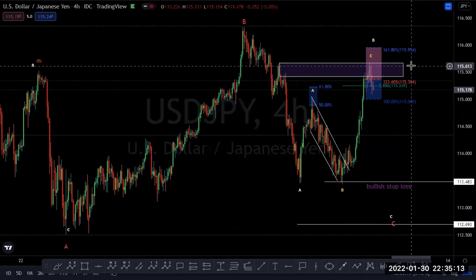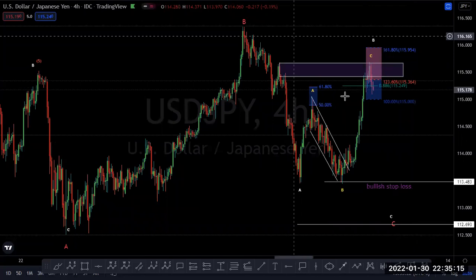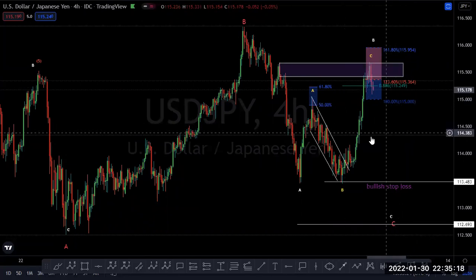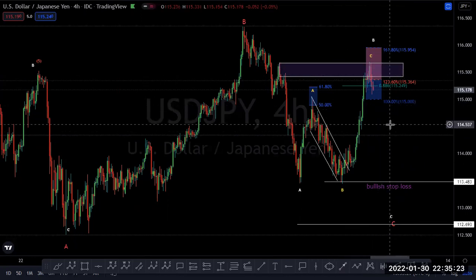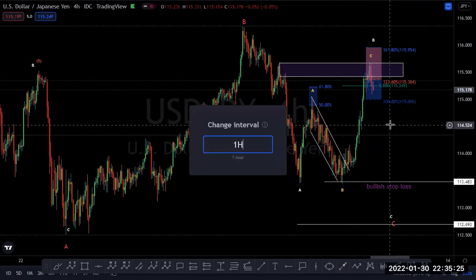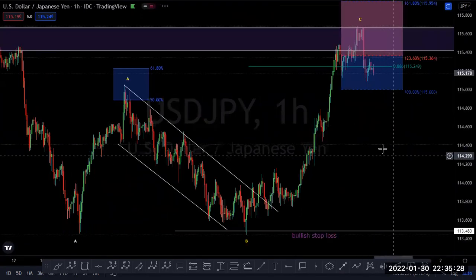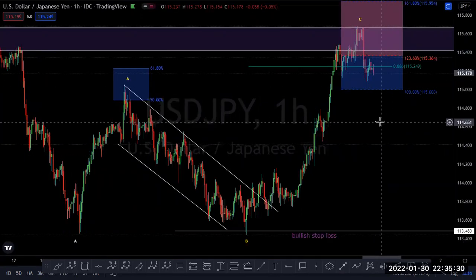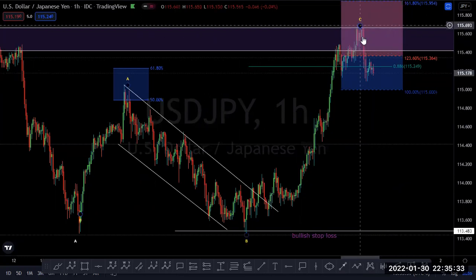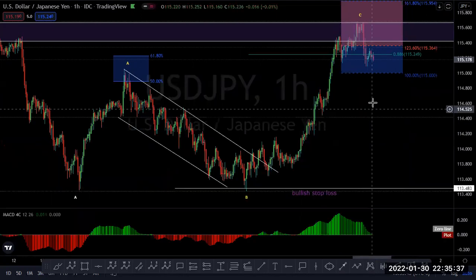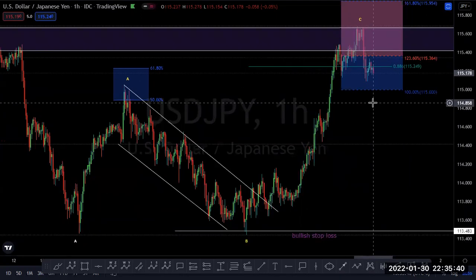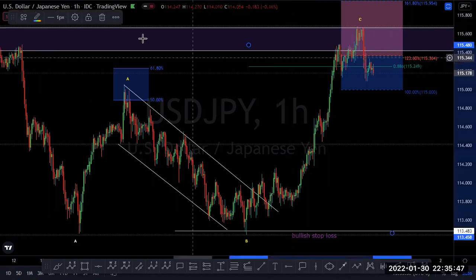I forgot to check the harmonic pattern for this, so maybe next time. Okay, now what we have here, let me go down to 1 hour, because the market seems to have reversed. Okay, so let's take 1 hour. This move is strong enough to look for sell. Let me put it like that. It's strong enough to look for sell. So let me remove this for now.